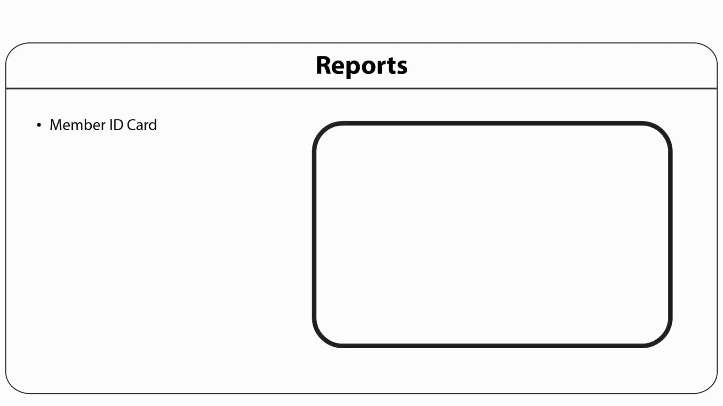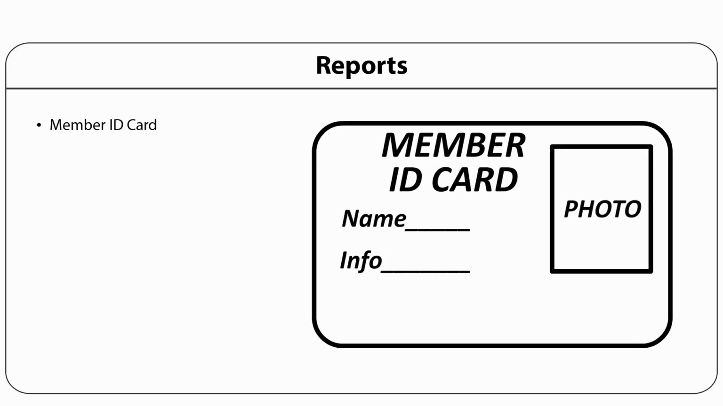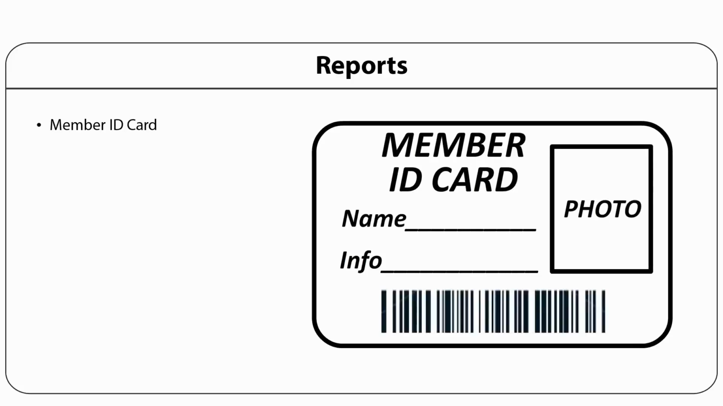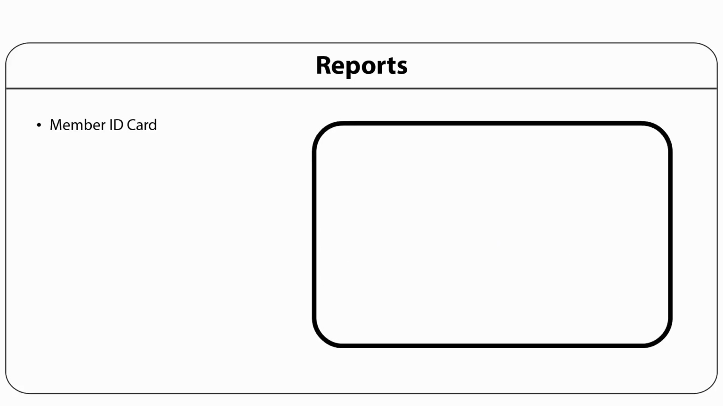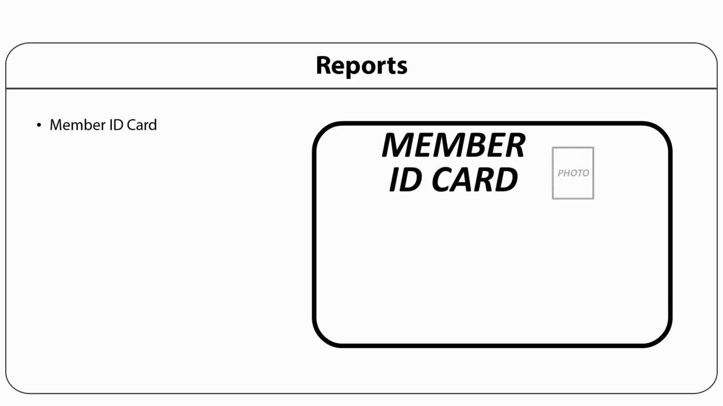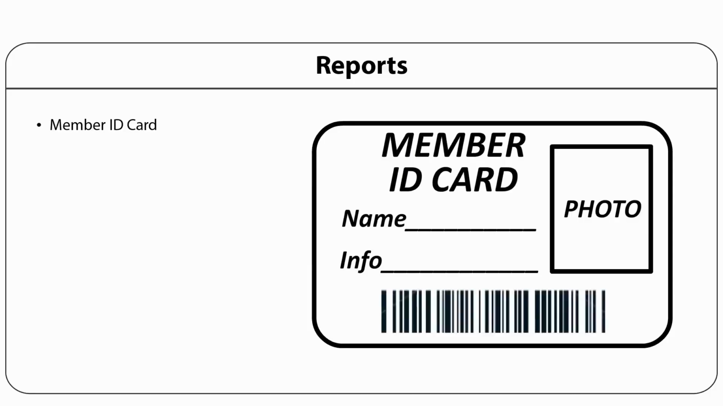Reports. One of the important advantages of an automated system is the provision of a variety of reports. Some of the important reports are as follows. Number 1. Member ID card. Member ID card with the name of the member, membership code, department, institute, category, branch, year, photo, and also barcode can be printed by utilizing the appropriate facility.